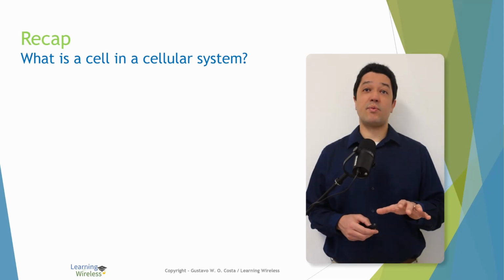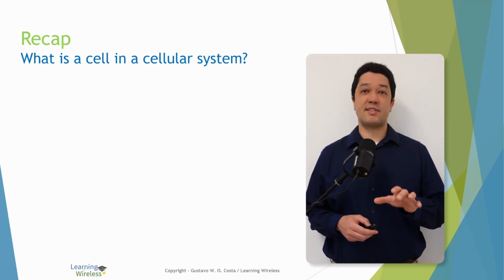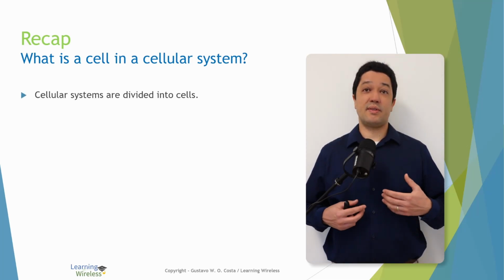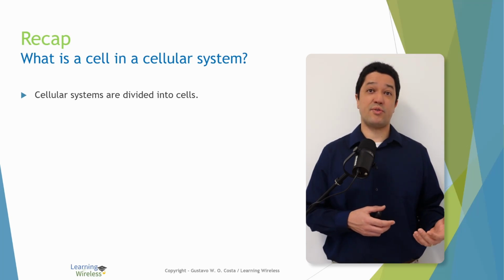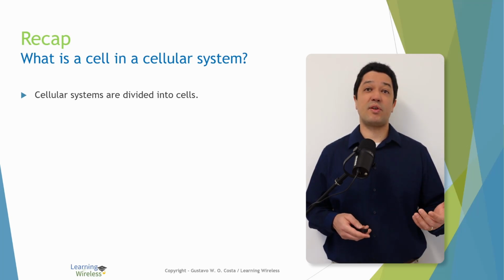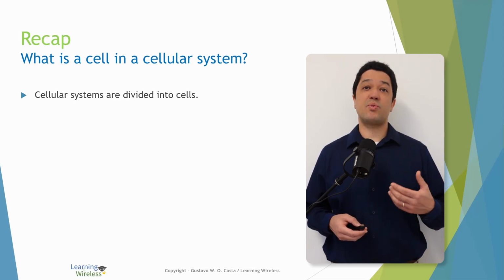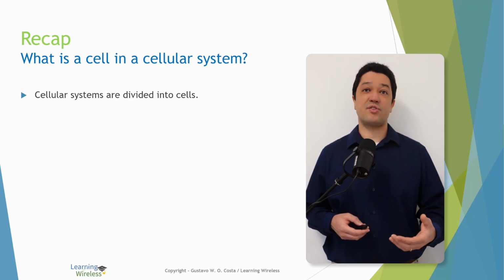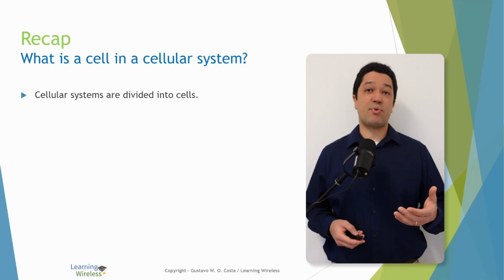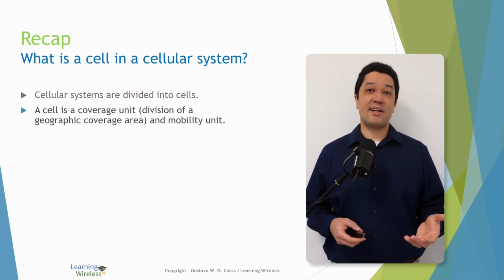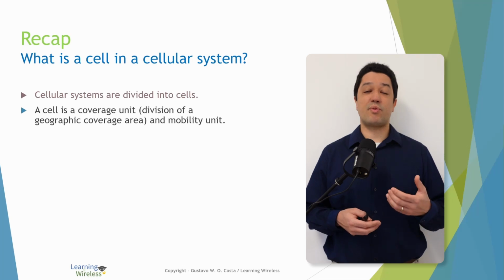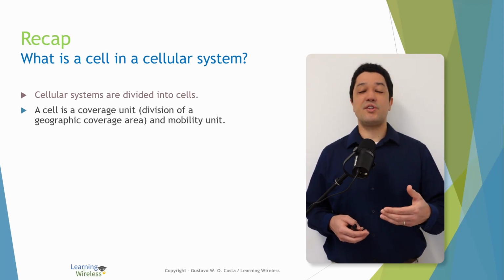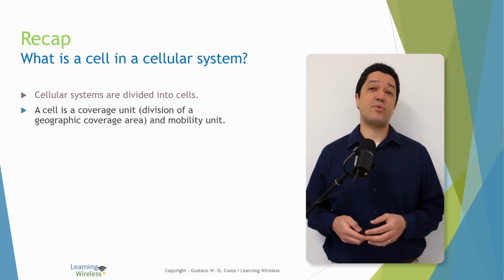Let's recap everything we have talked about for a cell in a cellular system. First of all, the capacity of cellular systems is very large because you have multiple cells. You divide the coverage area into smaller units, and each of those cells reuses the same resources to provide more capacity. That's a very important concept of cellular systems. And the cell is not only the basic unit for coverage, but also the basic unit for mobility. As soon as you leave the coverage area of a certain cell, you need to move to the next cell so that you can have continued service.